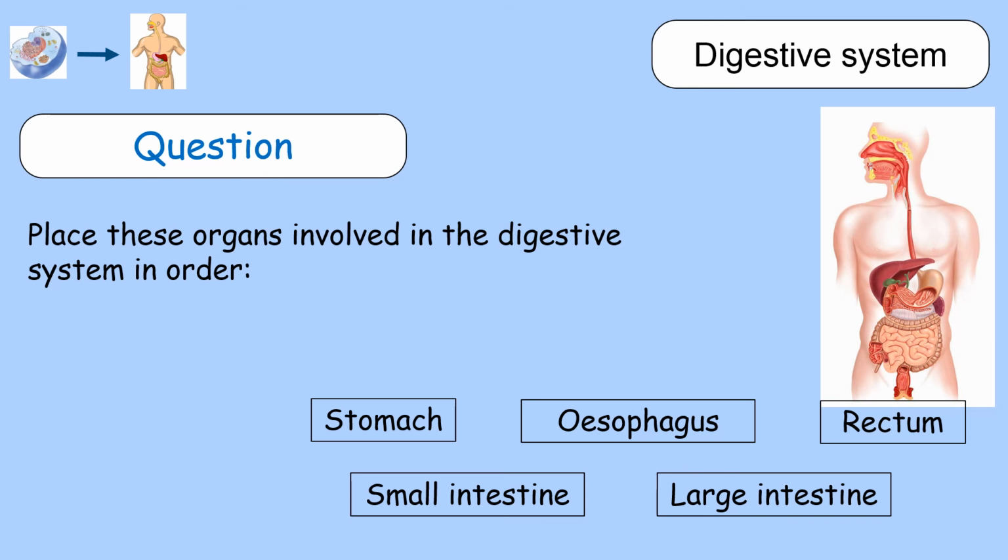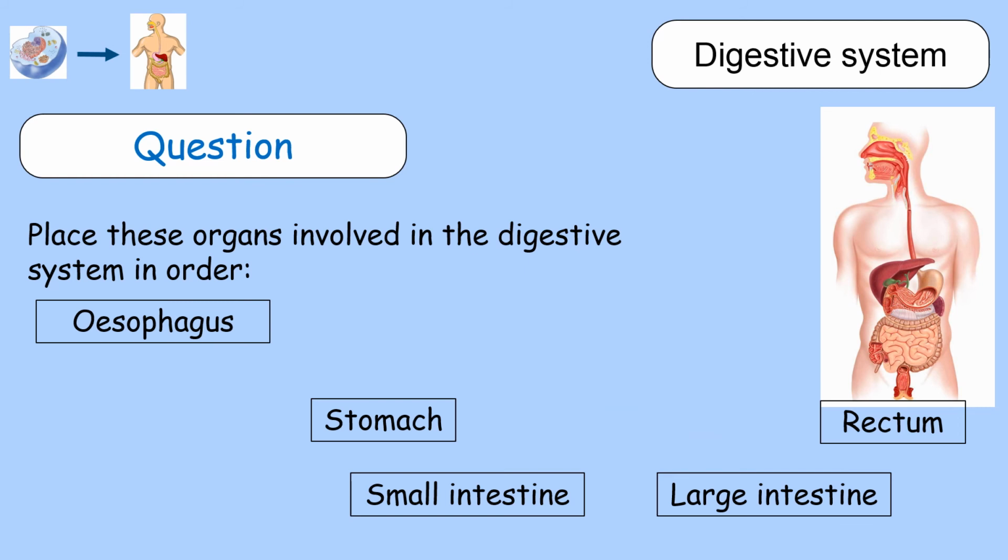So the organs involved in the digestive system, we have our stomach, the esophagus, the rectum, the small intestine, and the large intestine. So right, coming first, we've just put the food in our mouths, we've chewed and we've swallowed. What is the name of the tube that the food enters? It is the esophagus. So the esophagus is number 1.